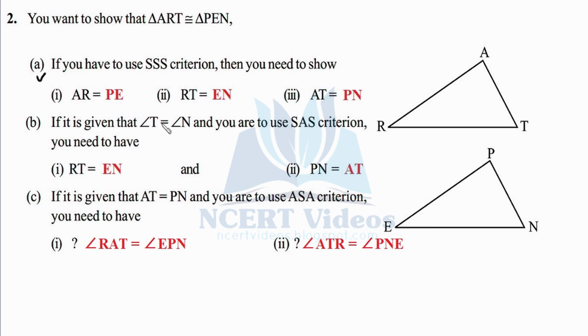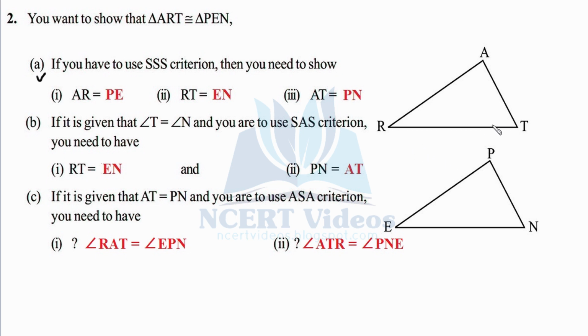Now we have to prove the same thing using the side angle side criterion, and one angle is given, that is angle T equals angle N. That means this angle equals this angle. Now what are the conditions for side angle side? There must be two sides given, that is, the measure of two sides must be given, and the corresponding angle between those two sides. This means we are given this angle. Therefore, this side and this side must be given to us. That must correspond to this side and this side. The same we are doing here.